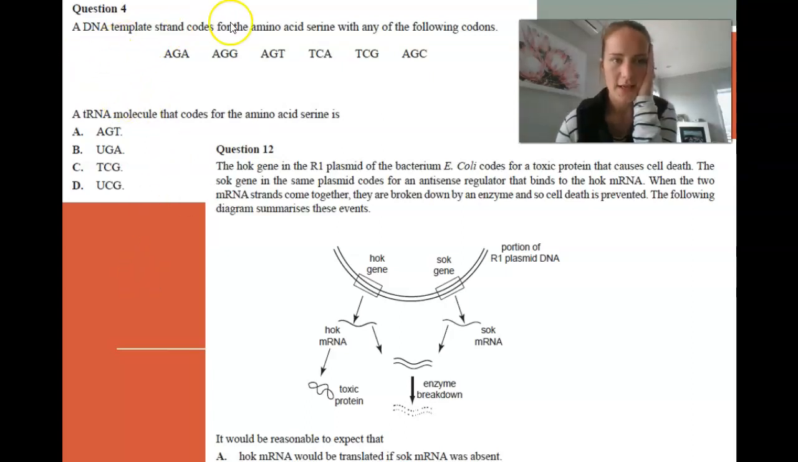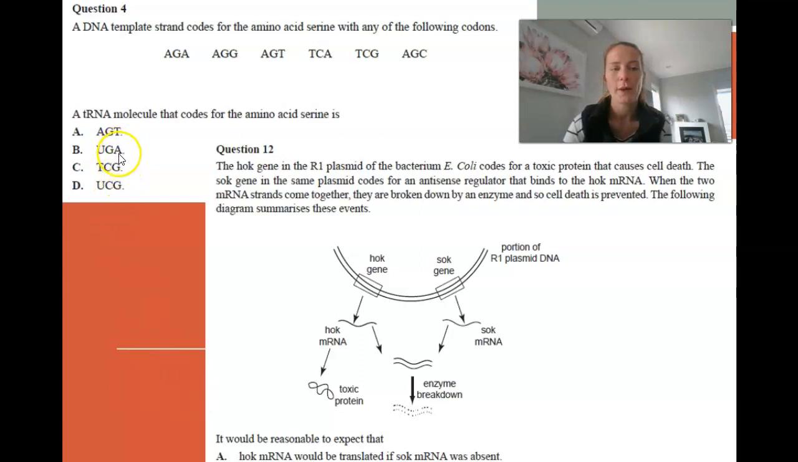Okay, so the DNA template strand can code for serine with any of these codons, which a tRNA molecule that codes for the amino acid serine is. You can immediately eliminate A and C. Can you see why? Because if it's tRNA, it's not going to have a T in it, because RNA will not have thymine, it will only have uracil. So it's either B or D.